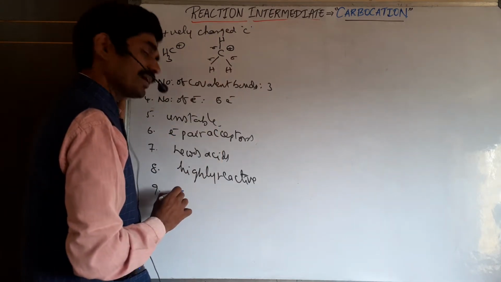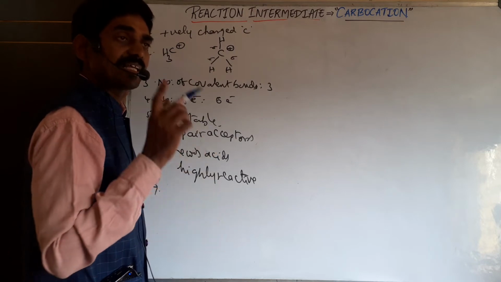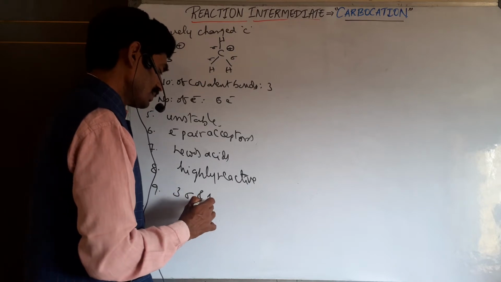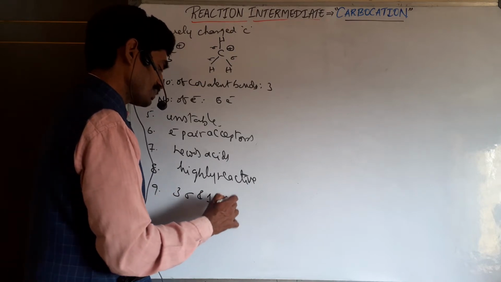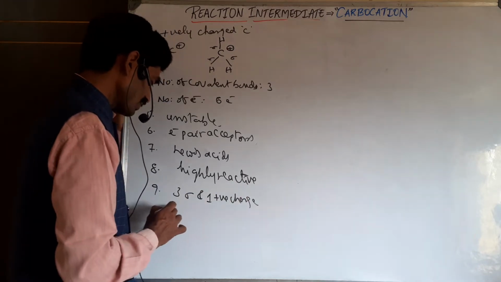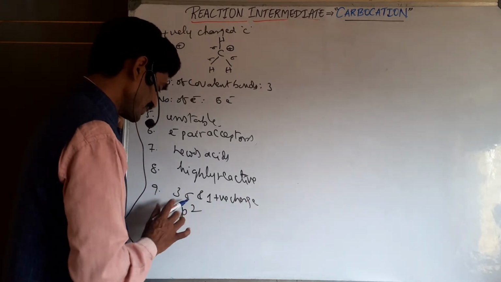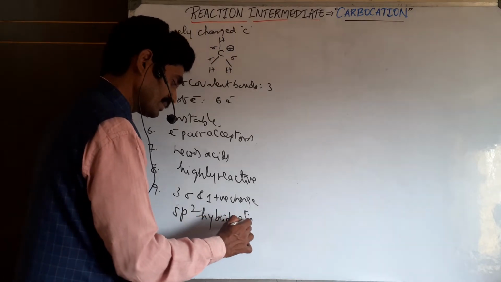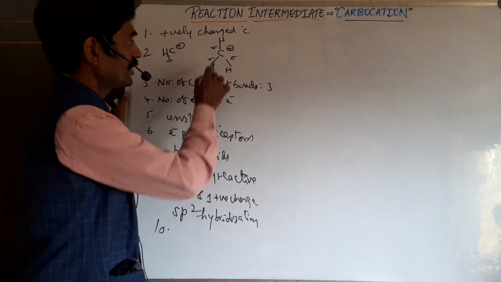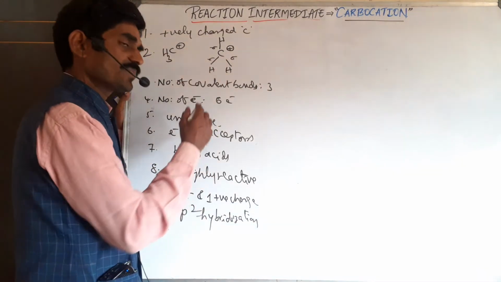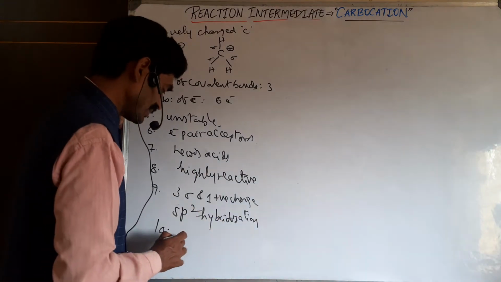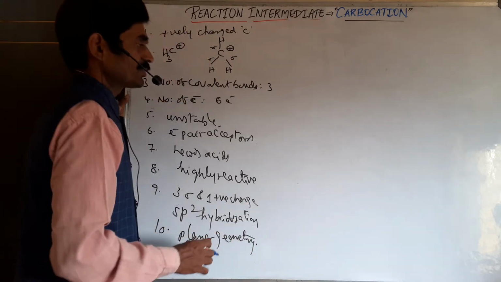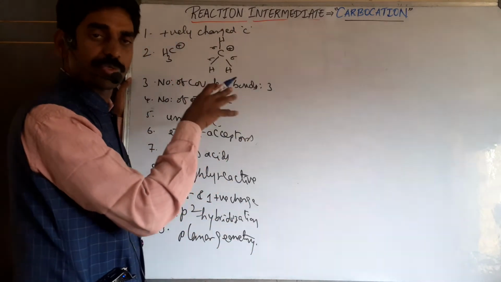Here the carbon atom has 3 sigma bonds and one positive charge. So what type of hybridization does the carbon undergo? sp2 hybridization. 3 sigma bonds and one positive charge, so the carbon is sp2 hybridized. Then what is the geometrical shape of the carbocation? sp2 means planar geometry, trigonal planar geometry. This is the general information about carbocation.